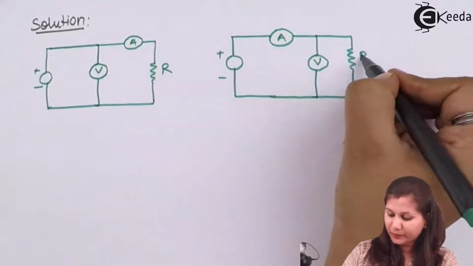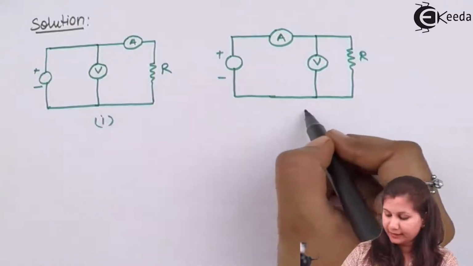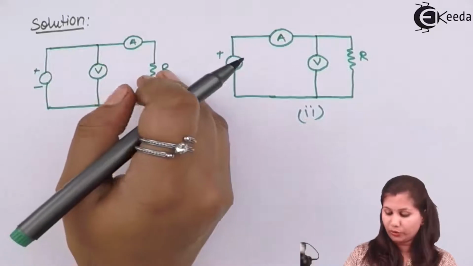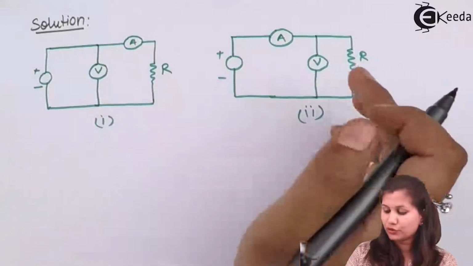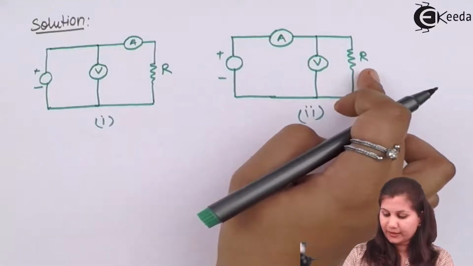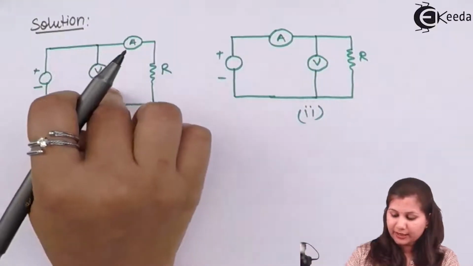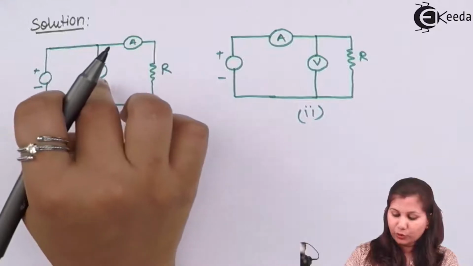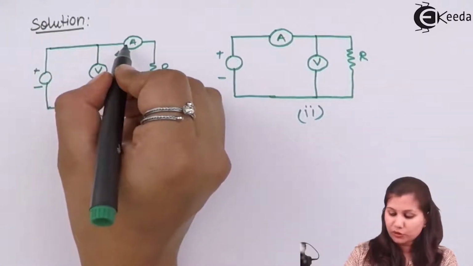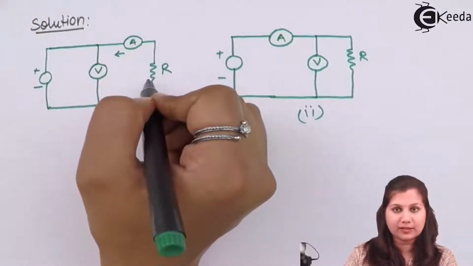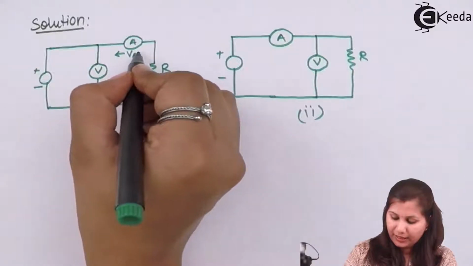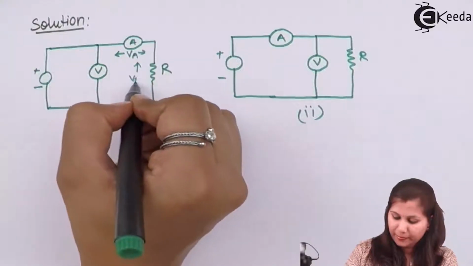The difference between the two connections is that in the first connection, the ammeter is connected close to the unknown resistance, and in the second connection, the voltmeter is connected close to the unknown resistance. So in the first case, the voltmeter is going to measure the voltage across the ammeter and across the resistance also. So here it is going to measure VA and VR.